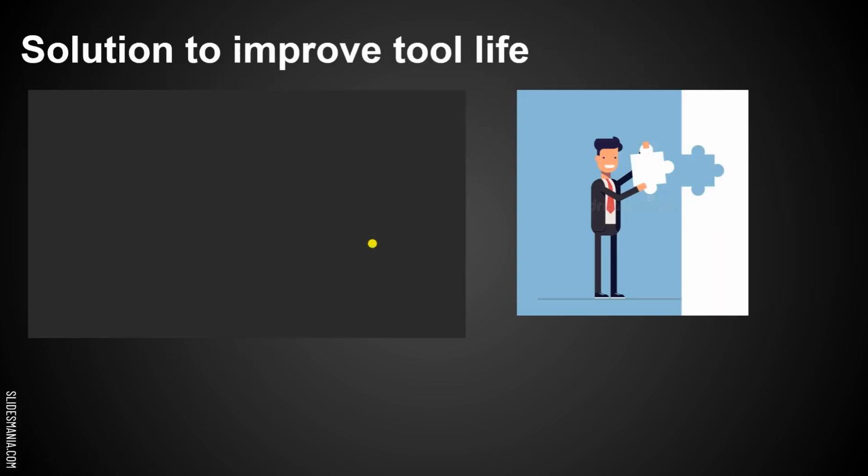So here is the next step: solutions to improve tool life in your CAM system. Efficient use of cutters as per application. You have to know what you are going to do, like boring or 3D profiling, and what cutter you have to use in your tool library. You can mention all tools in your tool library.